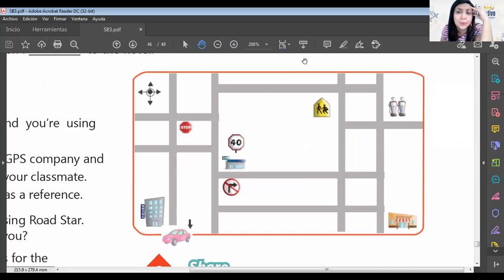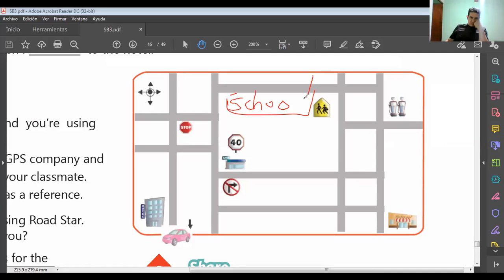For example, we can write here a school. We can draw a school, right? The school. A language school. Regal International. Oops. I'm not good at drawing. School, and here we can have like a pharmacy or something, or supermarket. I mean, or hospital. Okay.